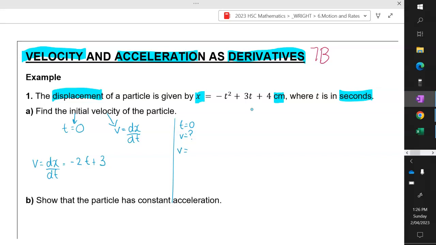And I end up with v is equal to minus 2 times 0 plus 3, which gives us velocity is equal to 3, but we need our units. We're in centimeters and we're in seconds. So remember, we can write it like that, or we can write it with a minus 1, either way. So that's the initial velocity of our particle.